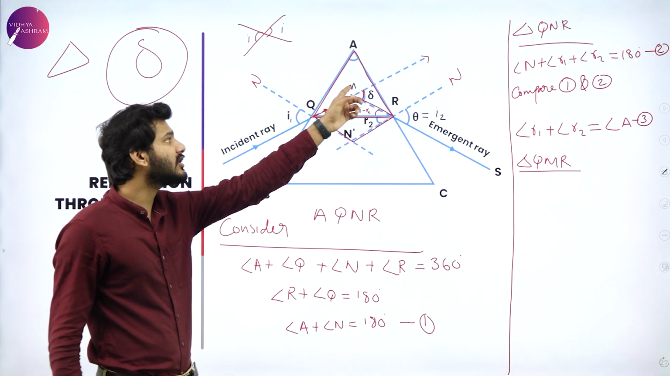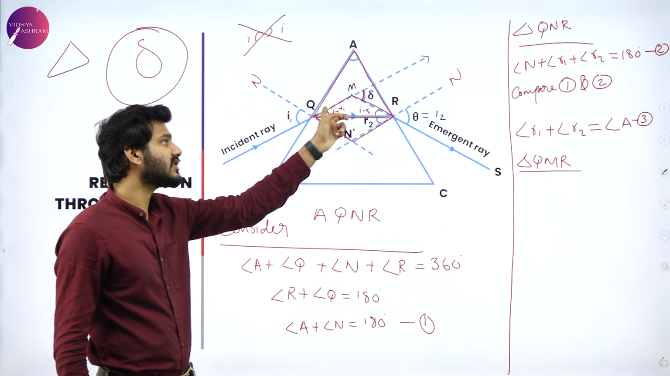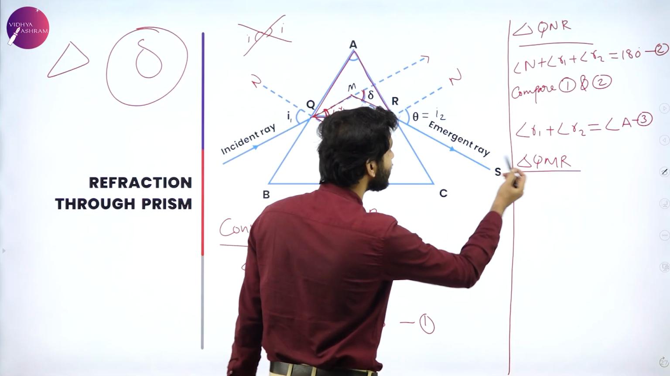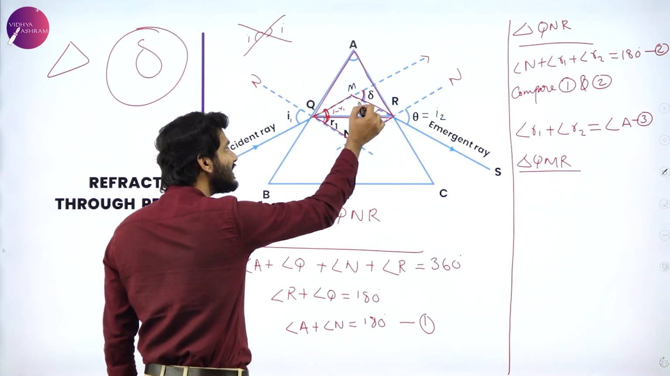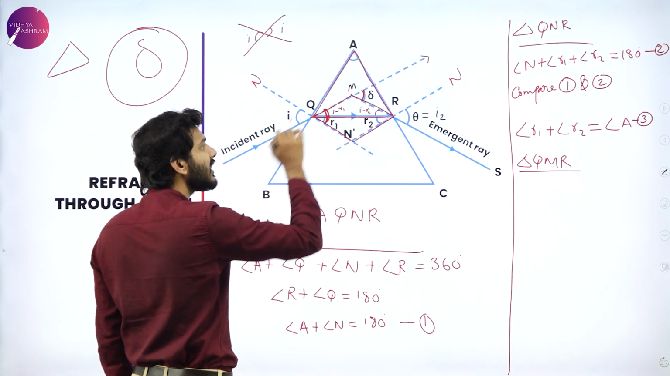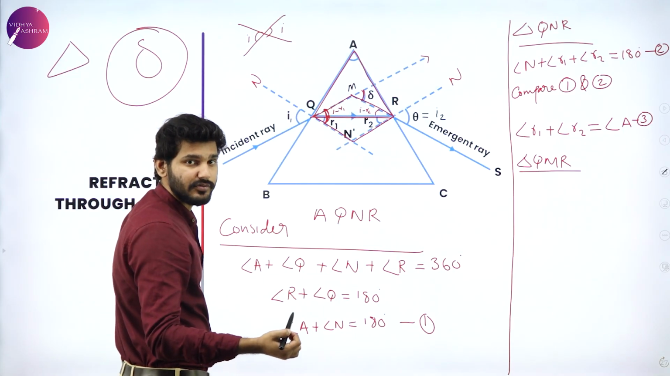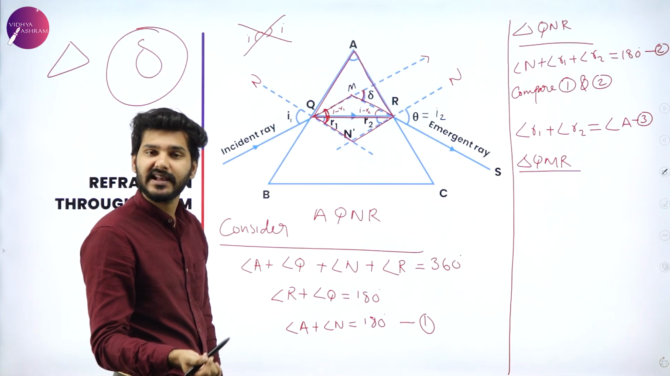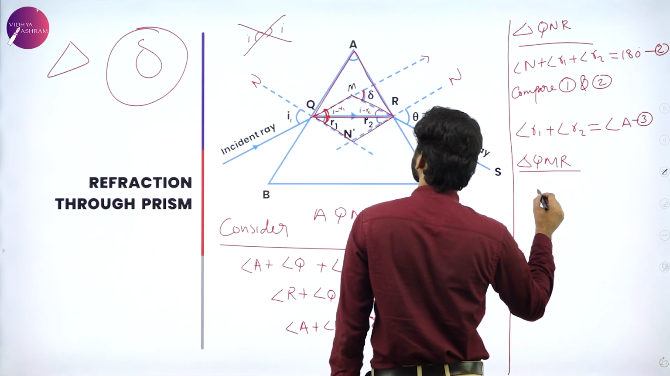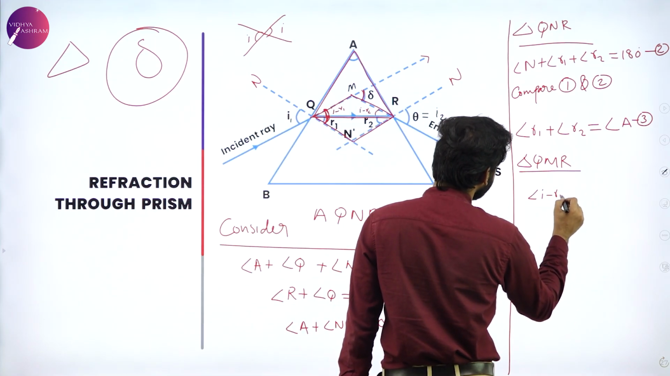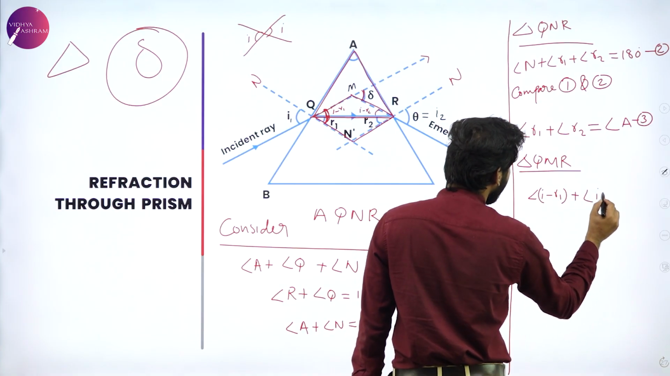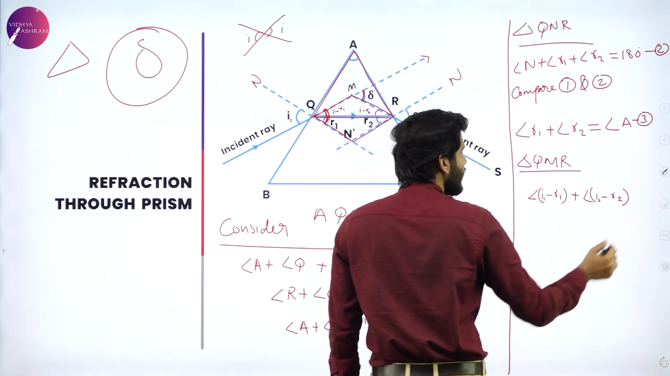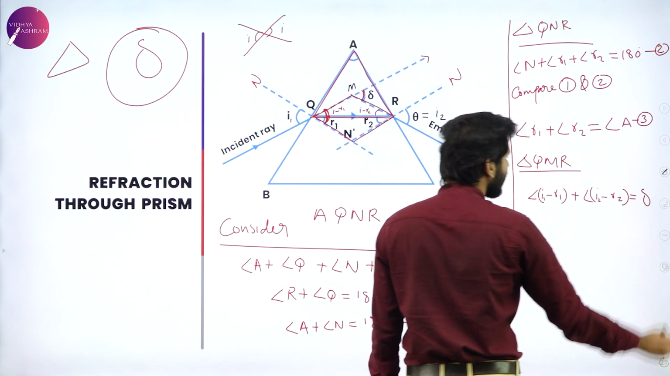So again, in order to signify deviation, we are using a geometrical relation. In this particular case, if I consider triangle QMR, I can say that delta will be equal to I minus R1 plus I minus R2, which simply means that the sum of the internal angles will be equal to the external angle. So angle I minus R1 plus angle I minus R2, that is I1 and I2, will be equal to angle delta.